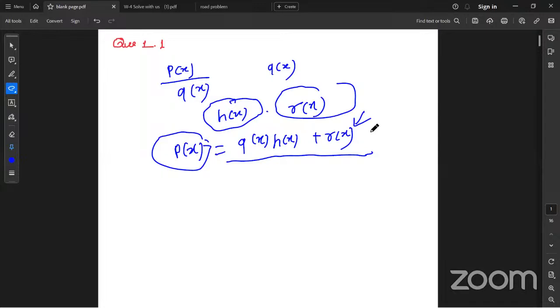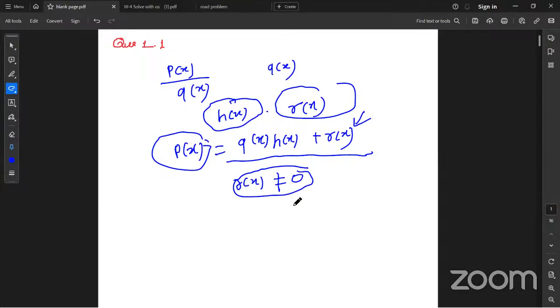So what will be the smallest remainder in this case? Not x raised to the power 0. I am saying a constant r(x), a number not equal to 0. Here I am not taking r(x) equal to 0. I am taking this case: any constant except 0. Exactly, a constant except 0.